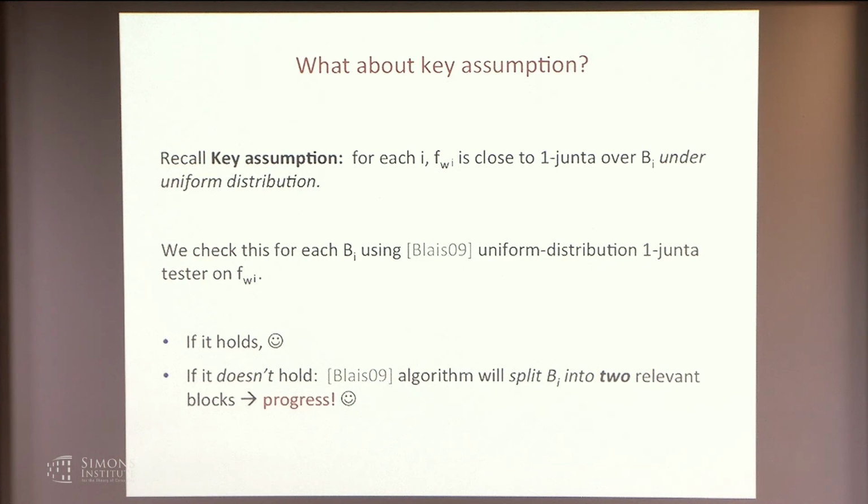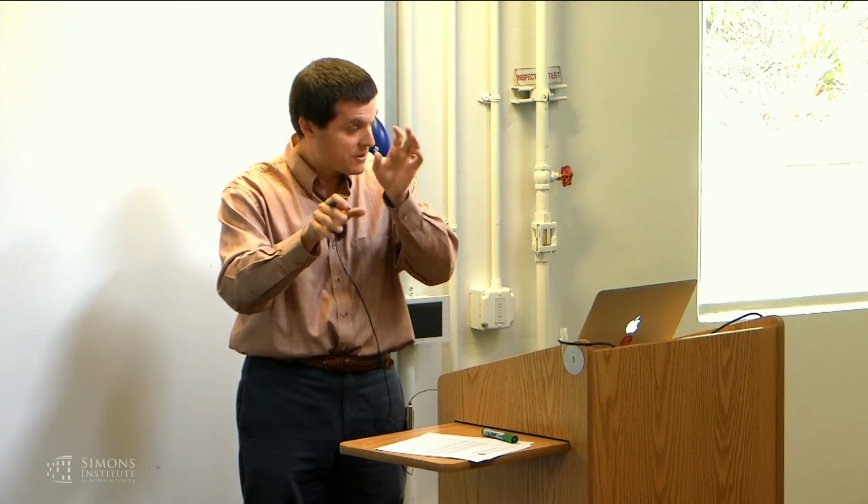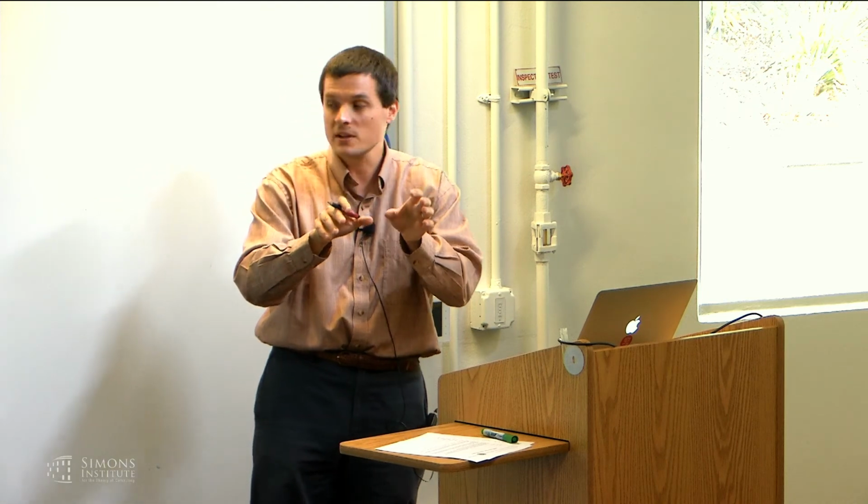What can happen? One of two things can happen. Maybe the tester tells me, congratulations, you are a one junta over that block. If that happens, that's great. Right, that's what I wanted. The other possibility is that the uniform distribution one junta tester rejects. It says, you're not close to a one junta over that block. But if you look at the way the uniform distribution one junta tester works, when it rejects, it rejects with a certificate. It rejects because it found two relevant blocks. It came up with two blocks where it knows there's a relevant variable in each one.